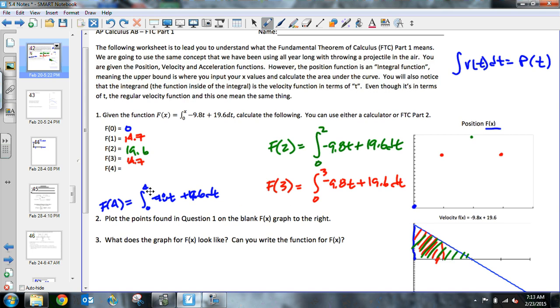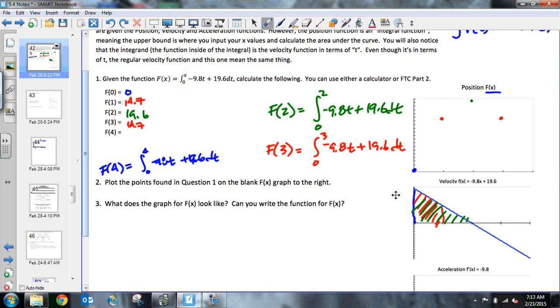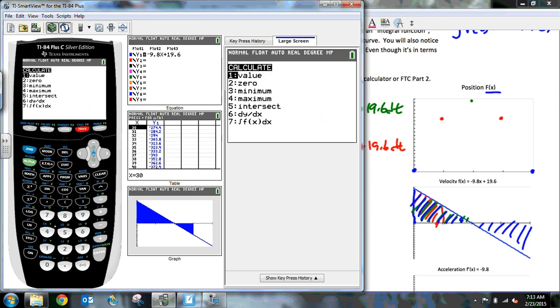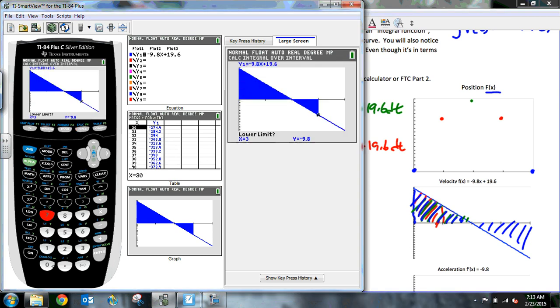If I find all this accumulated area under here, this area and then this area, I should get 0. Let's double check on the calculator and make sure we get that. Second, calculate, 7. We want to go from 0 to 4. If we accumulate all that area, this area and this area are on opposite sides of the x-axis and have the same area, so we get an area of 0.